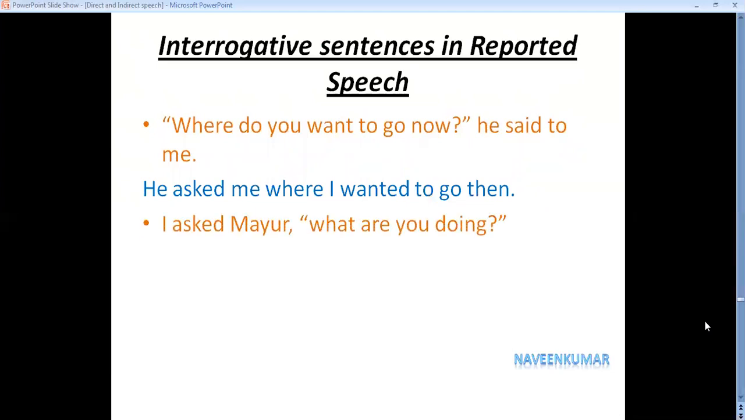I asked Mayur, what are you doing? So what is the tense of the direct speech? What are you doing? That is present continuous tense. So the present continuous becomes past continuous. I questioned Mayur what he was doing.